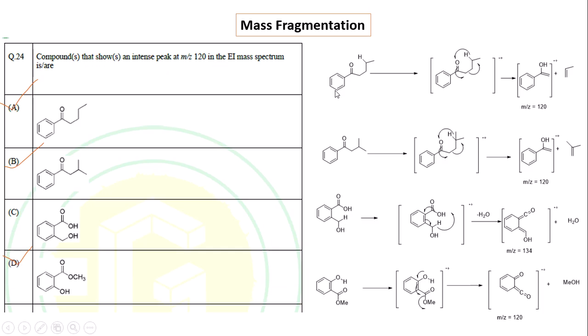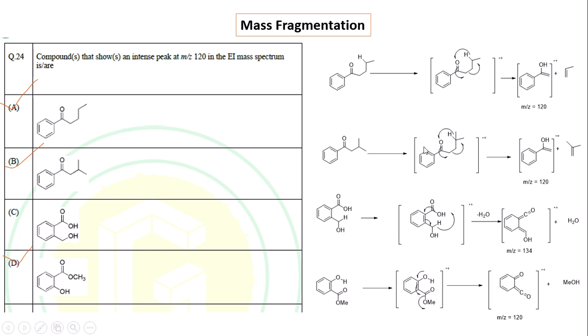Next is the mass fragmentation problem. In this problem, different types of compounds are given in the options, and the question is which compound shows the more intense peak at 120 in the EI mass spectrum. In the first option, the McLafferty rearrangement will occur via gamma hydrogen shift and produce the enol intermediate, and this gives the mass value 120.